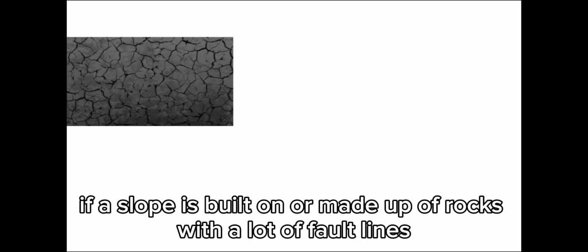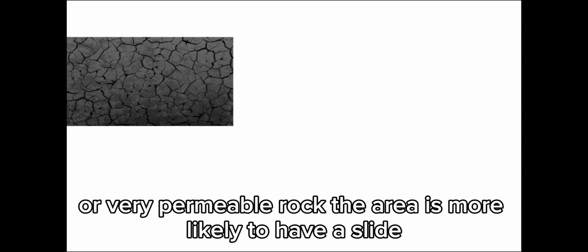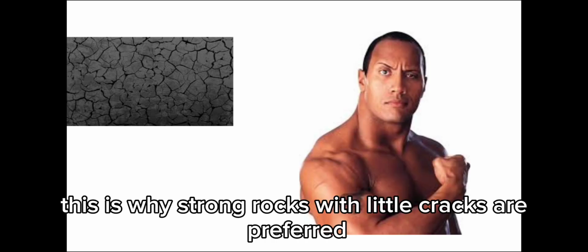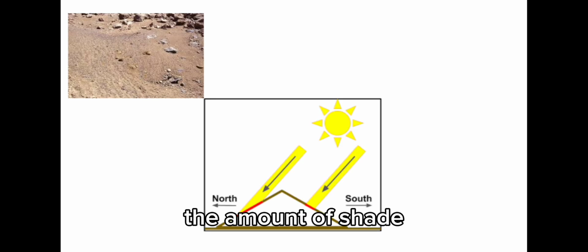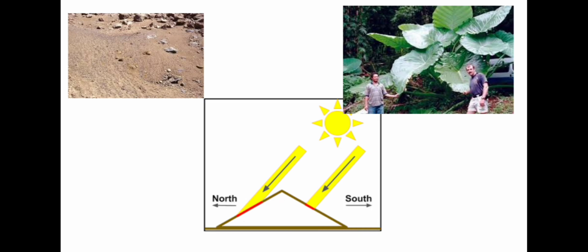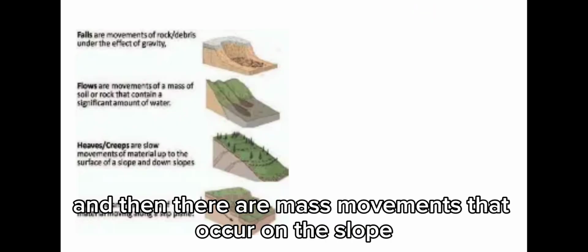Rock type is another aspect of slope. If a slope is built on or made up of rocks with a lot of fault lines or very permeable rock, the area is more likely to have a slide. This is why strong rocks with few cracks are preferred. Regolith, the direction the slope is facing, the amount of shade, and even the amount and type of vegetation can also impact the slope. And then, there are mass movements that occur on the slope.